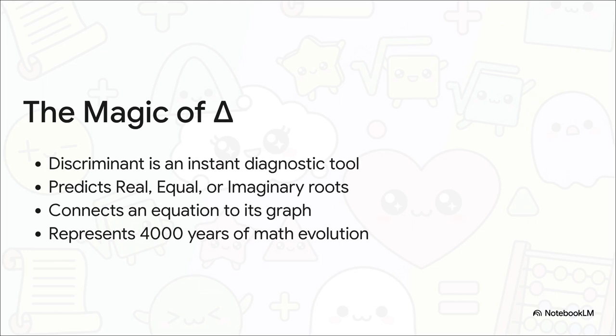Just by checking that tiny fragment, you immediately know if your graph crosses the line twice, touches it perfectly once, or floats off into the complex plane. You aren't just doing math here. You are holding 4,000 years of human genius and global collaboration in a single, brilliantly simple calculation.